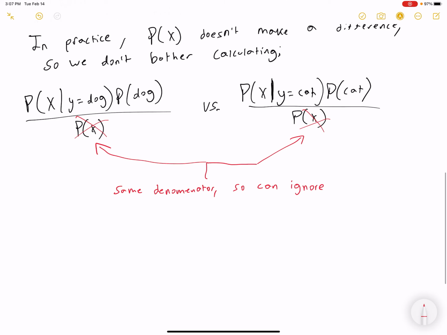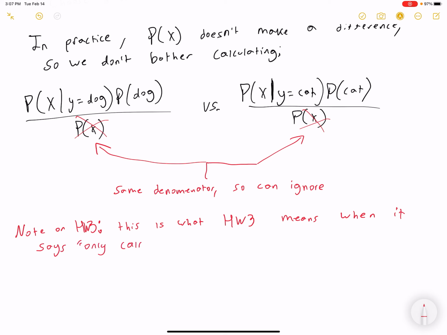And just a note on homework 3. In the homework, it says only calculate the numerator. This is what we mean. So this is what homework 3 means when it says only calculate the numerator.